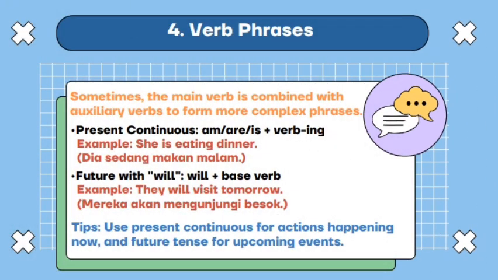Okay, next, verb phrases. Sometimes the main verb is combined with auxiliary verbs to form more complex phrases. Present continuous: am, are, is plus verb-ing. Example: she is eating dinner. Future with will plus base verb. Example: they will visit tomorrow. And tips: use present continuous for actions happening now and future tense for upcoming events.